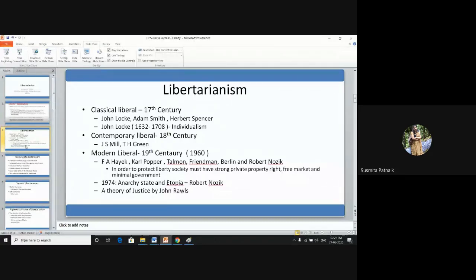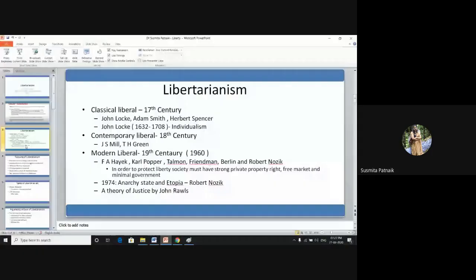This is called classical liberalism. In this theory he projected that the state is a creation of the human will, and it came into existence for protecting the natural rights of the individual. He says that the state is only a mere collection of individuals.